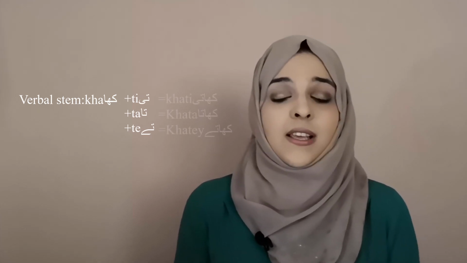Now this is very important. The verbal stem is essential in Urdu, because with the verbal stems we add different suffixes and we make past, present and future tense with it, imperatives and other constructions. So how do we make a present simple tense with kha? What we do is we add the suffix ti, ta and te. So it will become khati, khata and khate.